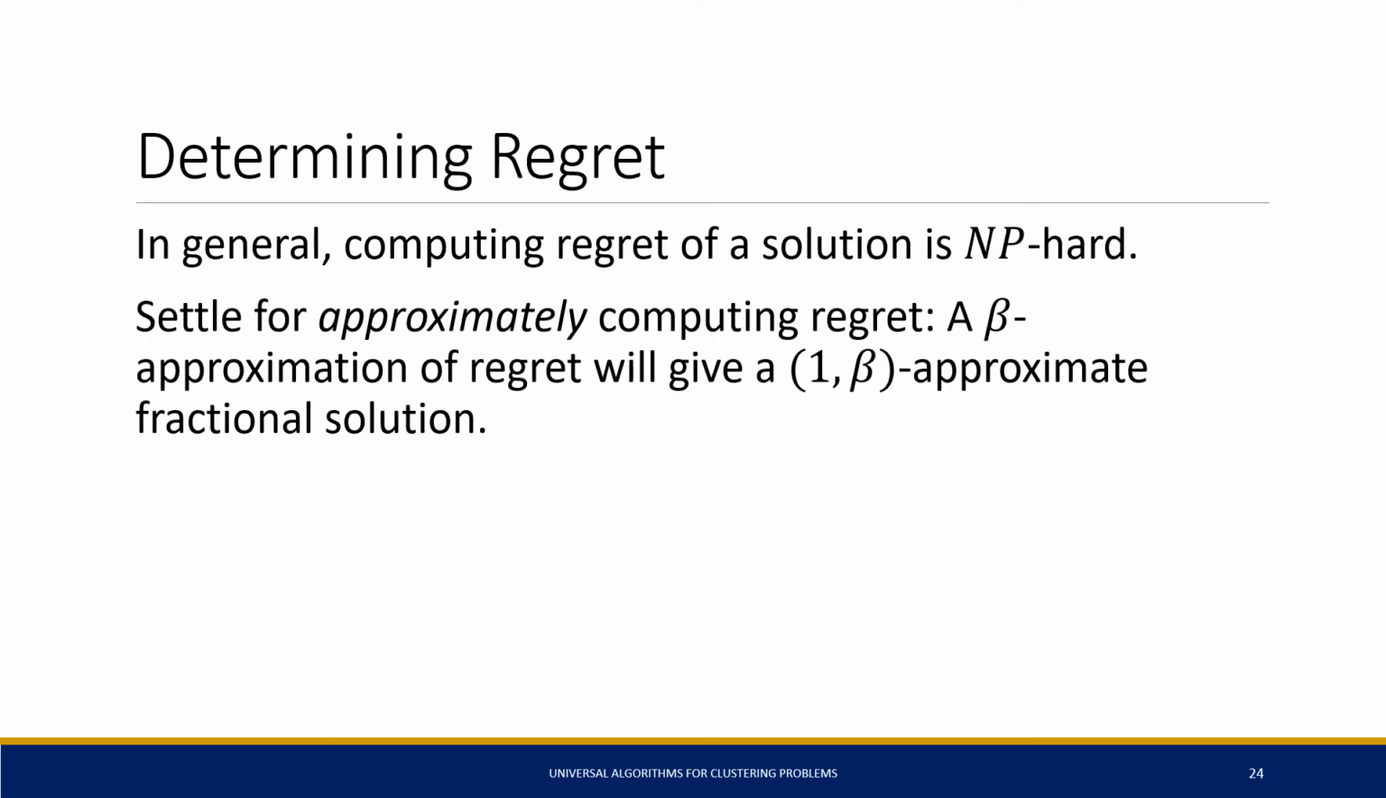So to solve this LP, just by the ellipsoid method, we can reduce to computing the regret of the fractional solution. But in general, computing the regret of any solution is NP hard. So instead, we're going to settle for approximately computing regrets. And this is enough because if we can approximate the regret of the fractional solution up to a factor of beta, then we can basically just run ellipsoid using this approximate separation oracle, and we'll get a 1 plus beta approximate fractional solution, which is enough for our final guarantee.